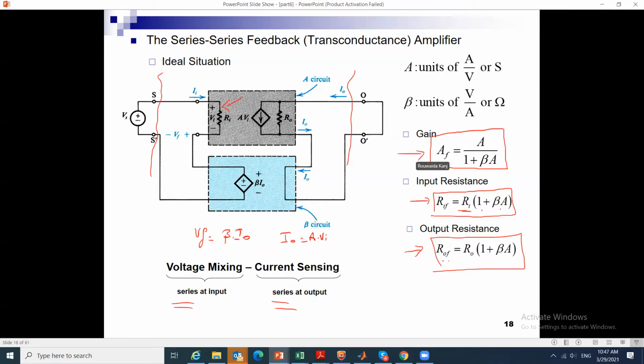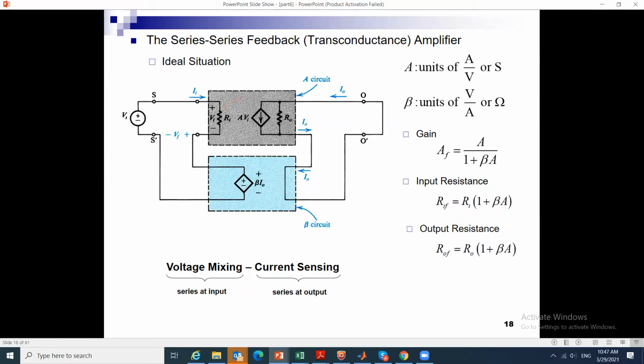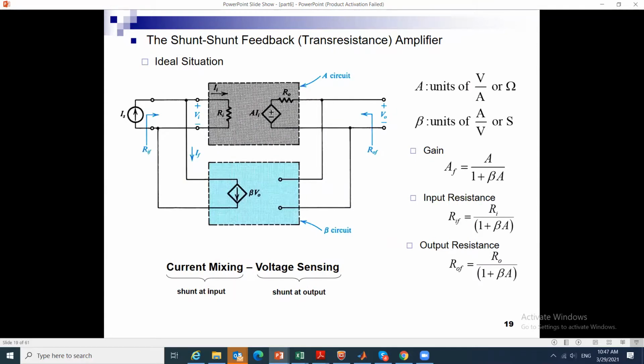But now what matters, and let us notice one thing, A times beta is unitless. Ampere per volt times volts per ampere, so it is unitless. Okay? So now let us examine the other types of amplifier. The other type of amplifier is the transresistance, meaning it is VO over IN. So the A block will have similar units, and the A block is the main one. It is volts per amps or ohms. The beta block will be opposite to it. It is amperes per volt.